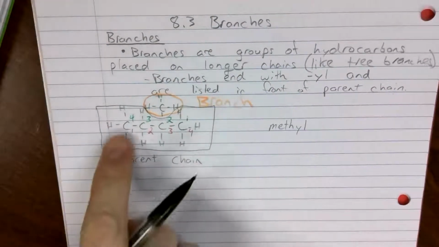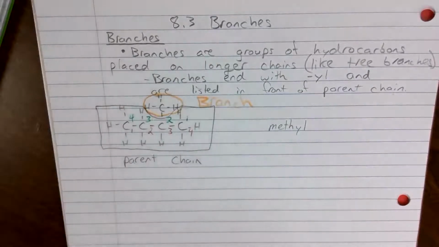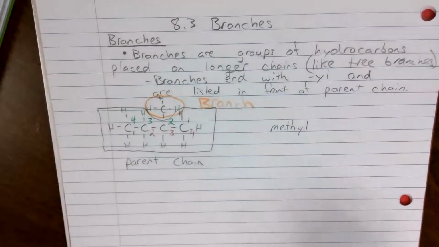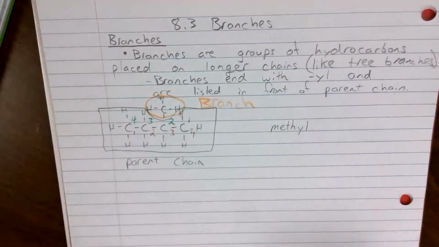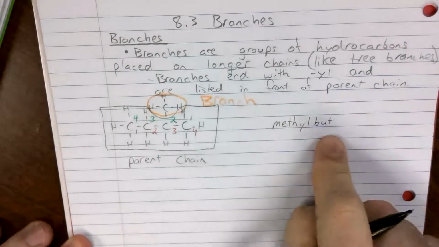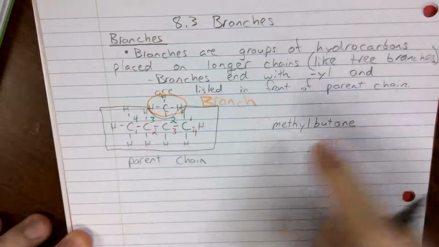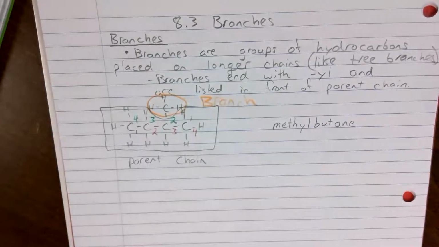Methyl. The parent chain is 4 carbons. Again, we should all know the 4 carbon prefix by this point. Go back, look those up if you haven't. You should know those. But is 4 carbons, all single bonds, ANE. Methylbutane.